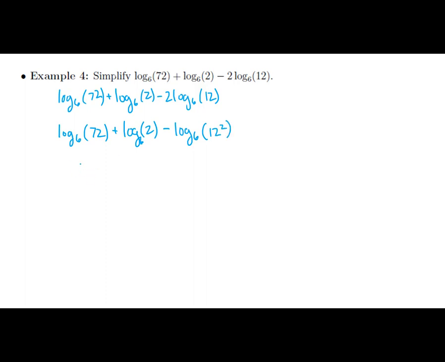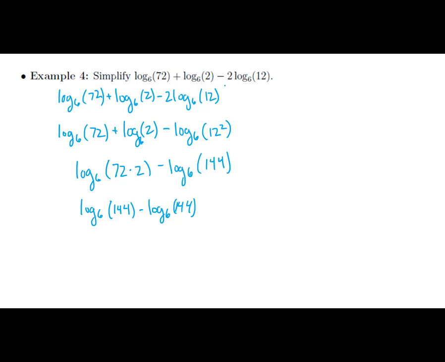So here I can combine these two with multiplication, 72 times 2. And here I can calculate 12 squared, so that's 144. But then 2 times 72 is also 144. So what we have here is a situation where we started off with this expanded out logarithmic expression, but in the end, it's all just 0. Okay, so definitely worth our time to simplify it.